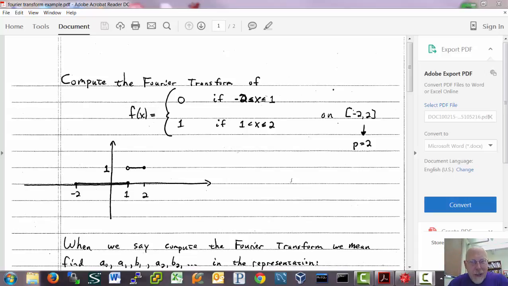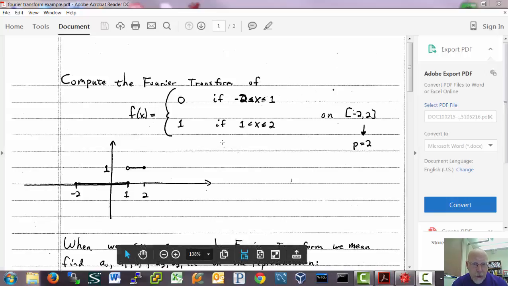We've been deriving in class a formula for the Fourier transform of a function, and what I'm going to do in this video is run through an example where I compute a Fourier transform for a function, and then I'm going to show you what that Fourier transform does and what it looks like.